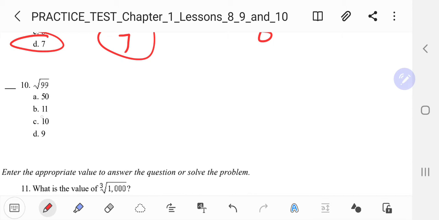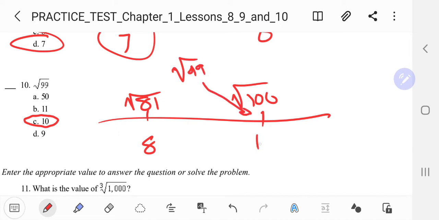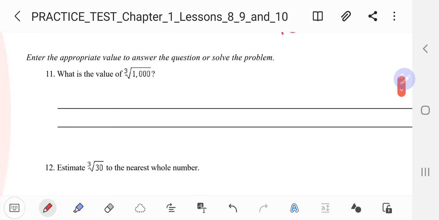So the closest integer answer is going to be 10. I could put the 81 and the 99 and the 100 on my number line, right? Oops, I don't put that one on the number line. Got ahead of myself. Square root of 99 would be way up here, close to 10. I keep doing square root of 81 is 8, but it's really 9. Keep it going.